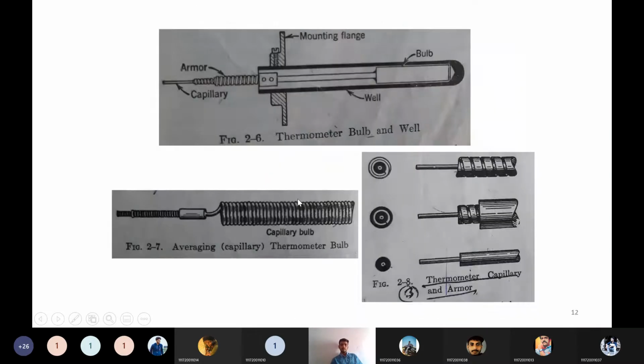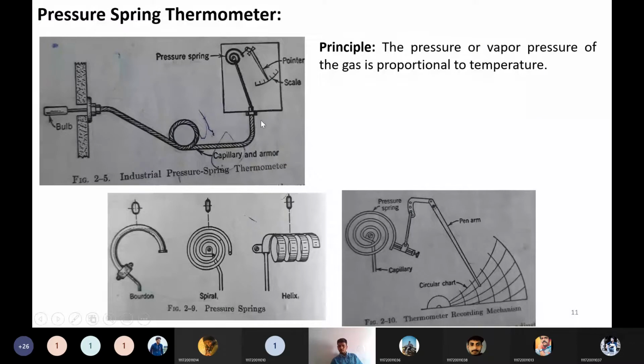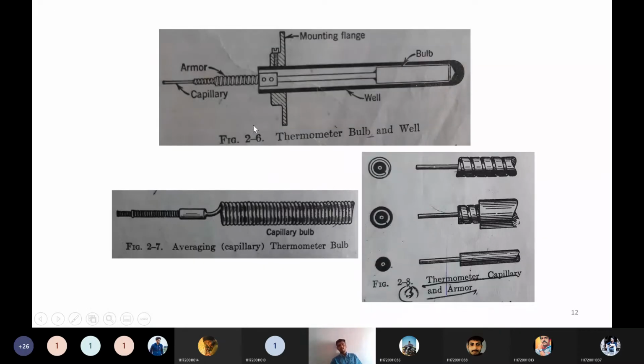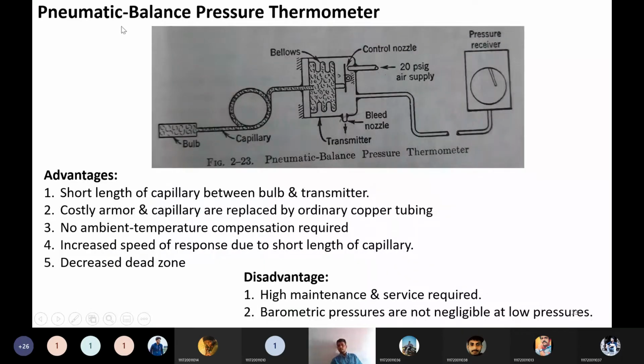Whenever there is a capillary and armor which is very long, connecting the sensing element as well as this particular pressure receiver, in order to lower the lag of transferring the information from the primary element to the pressure receiving or secondary element or functioning element, we have to suppress the long capillary and armor. To suppress that, we construct it with another arrangement, which is called a pneumatic balance pressure thermometer. In this one, the long capillary and armor can be replaced by a simple copper tubing.